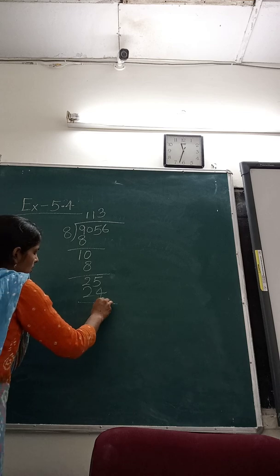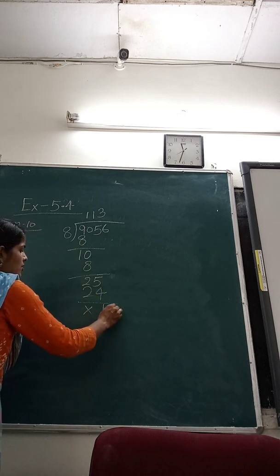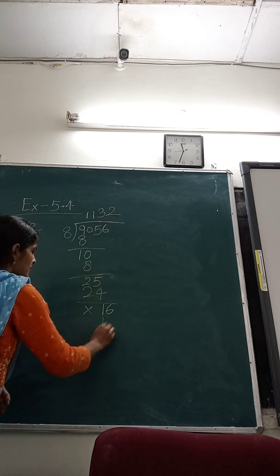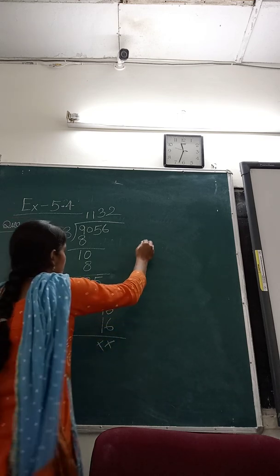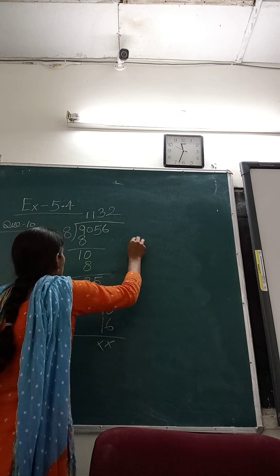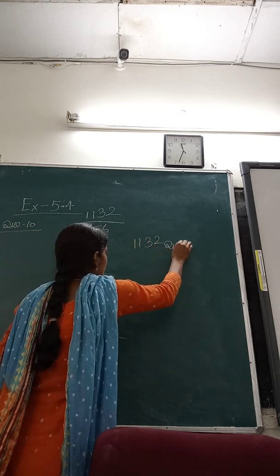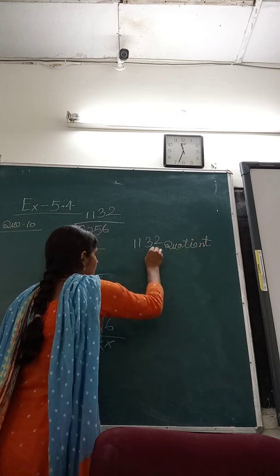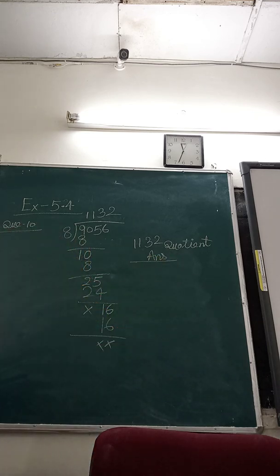5 minus 4 is equal to 1. 2 minus 2 is equal to 0. And 6 will come down. So here 16. 8 twos are 16. So your total will be 1132. 1132 will be your answer of question number 10.